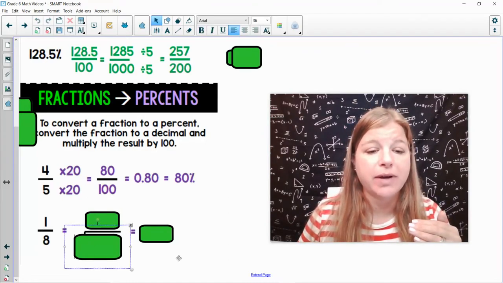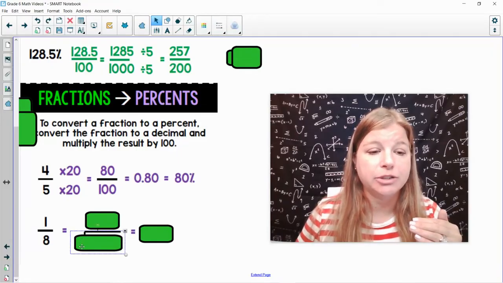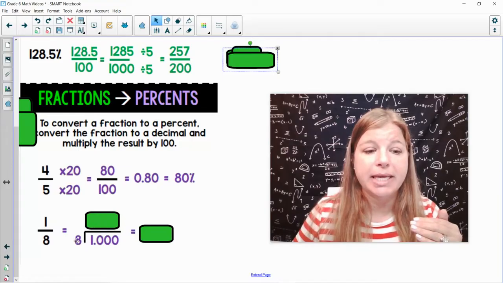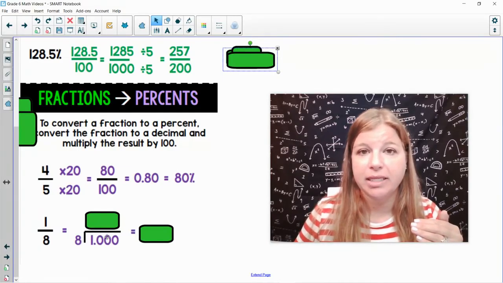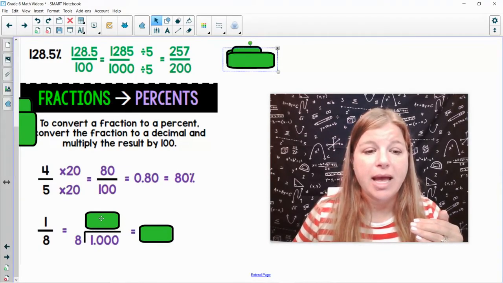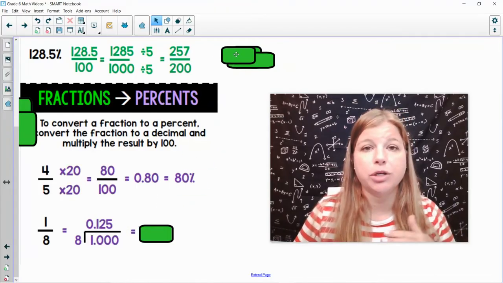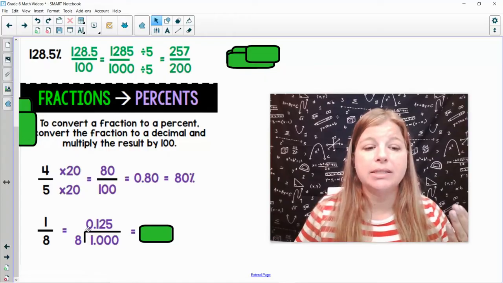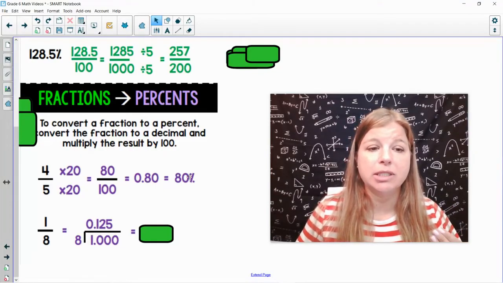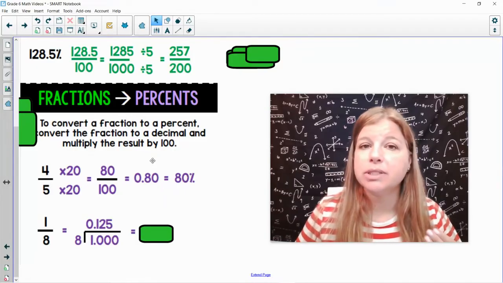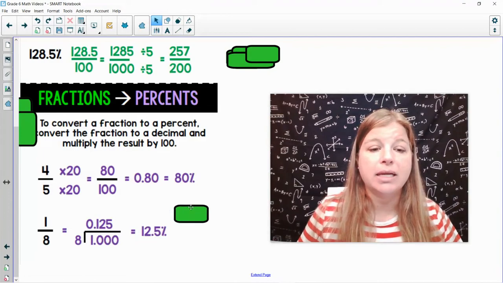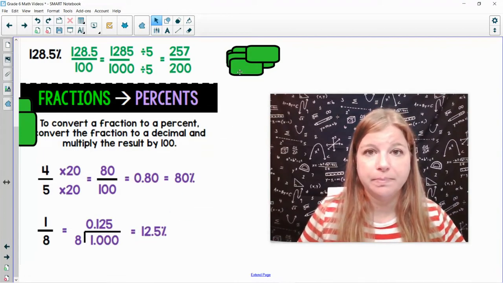When I do 1 divided by 8 and I set up my traditional long division here, what I'm really doing is I'm seeing how many times does 8 divide into 1. And after you do the long division, or you do whatever method of dividing that you learned how to do, you're going to end up getting 0.125. And then if I want to take that decimal and turn it into a percent, I multiply the result by 100, which means to move the decimal 2 spots to the right, and that's going to get me 12.5%.